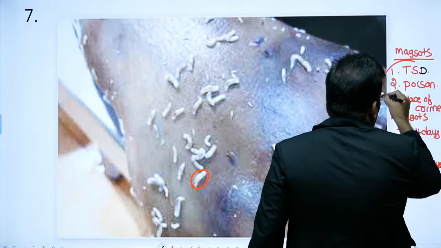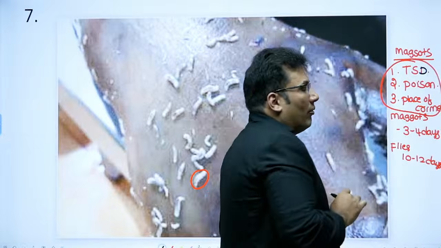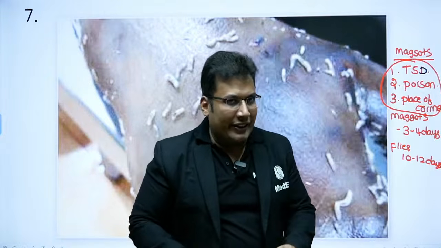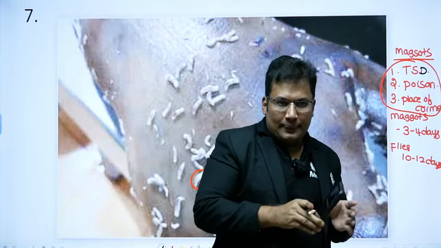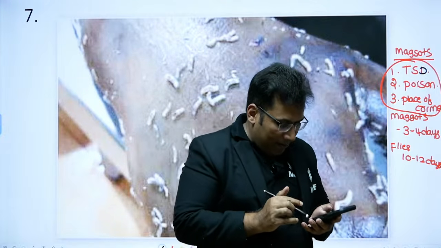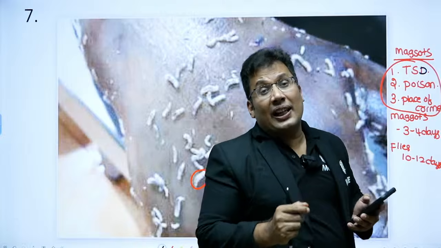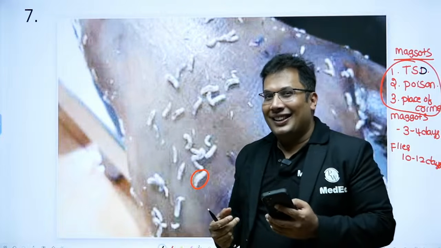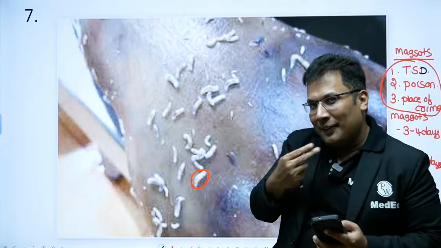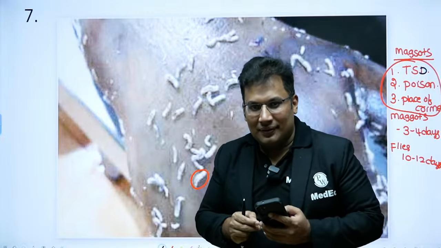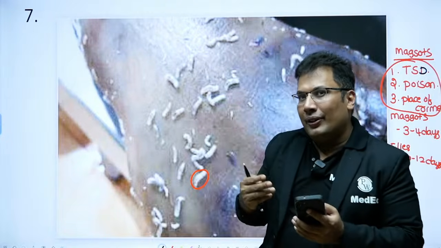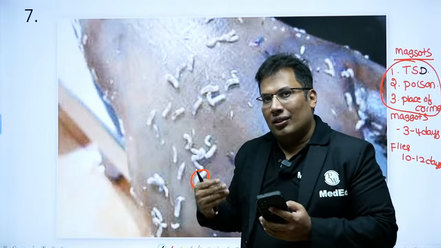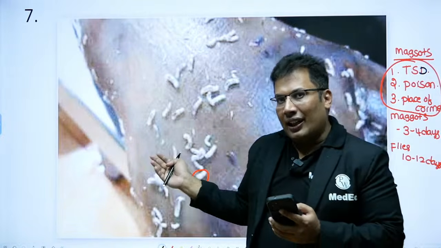So three important points about maggots. Point number 1, time since death. Point number 2, poison. Point number 3, place of crime. Is it interesting, guys? Study of forensic entomology. And you can keep these maggots in formalin or in alcohol, rectified spirit, and you can examine them later.